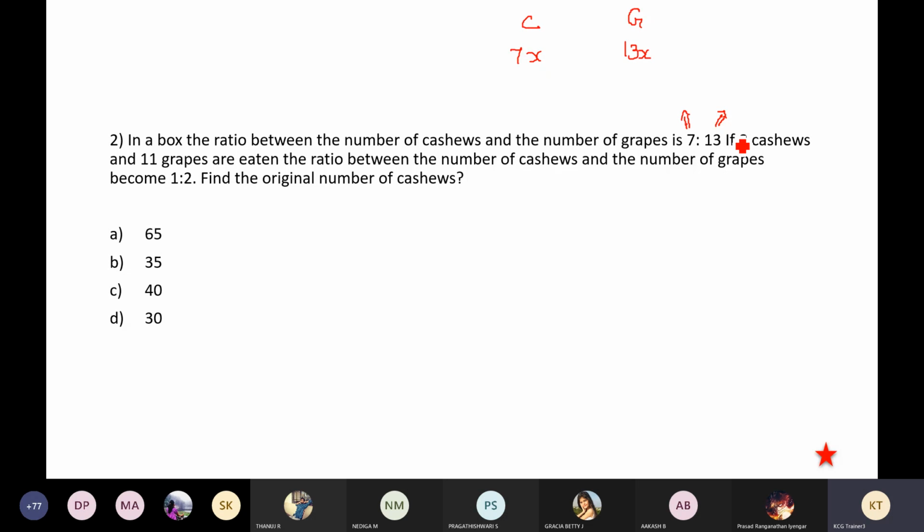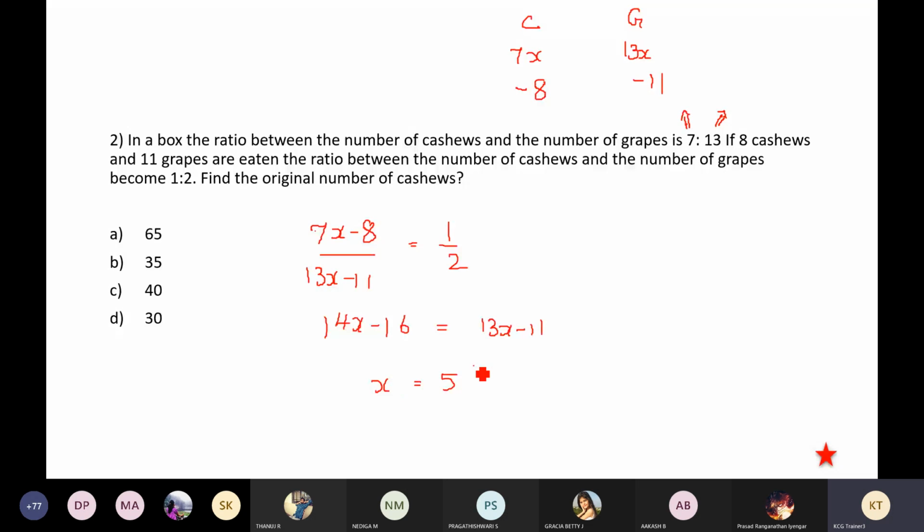And from this, what happened? 8 cashews and 11 grapes were eaten. So out of this, 8 cashews gone, 11 grapes gone. So the resultant are in the ratio 1 is to 2, which means 7x minus 8 divided by 13x minus 11 are in the ratio 1 is to 2. So now I'll have 14x minus 16 is equal to 13x minus 11. So the value of x is equal to 5.